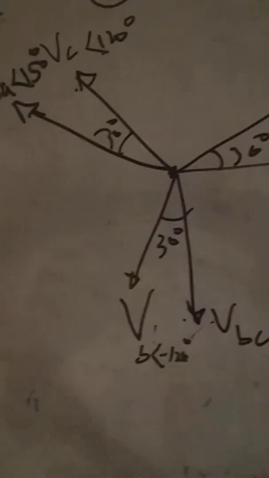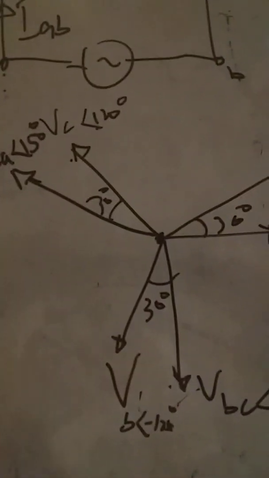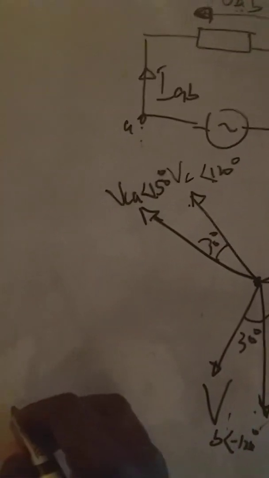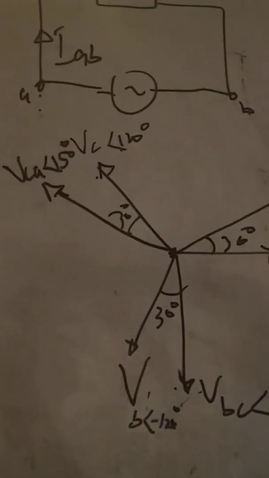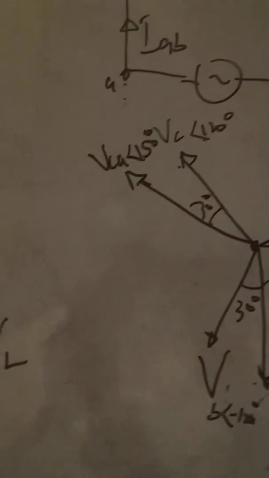Remember that any voltage given is always the line voltage. That is, if they give you a voltage in a question and they didn't specify whether it is phase voltage or line voltage, you must assume that the voltage given is line voltage. If they didn't specify that it is phase voltage, you must assume that it is line voltage.